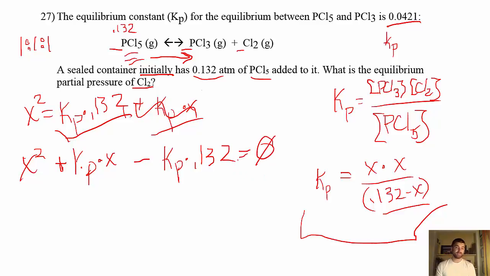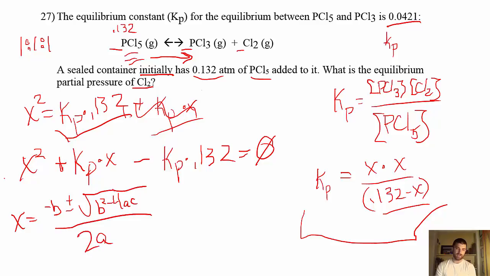So Mr. Johnny, what do I do with this? Just that old school quadratic equation. If you don't have a fancy calculator that you know how to use and have it solve it for you, you're going to have to do the x equals negative b plus or minus square root of b squared minus 4ac all over 2a, where a is 1, the b is the Kp, and the c is the negative Kp times 0.132.